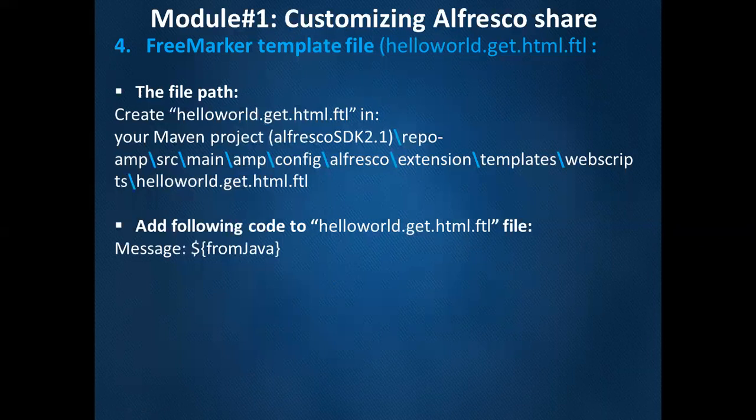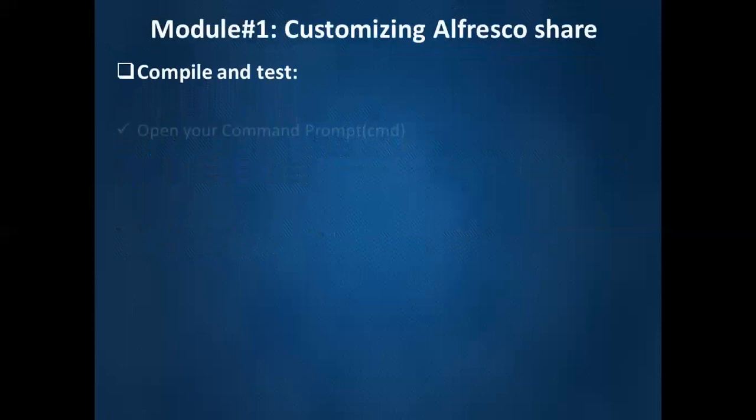So till now we understood what the code is and what we need to create to display this message. First, we need to install Maven. Second, we need to create 4 files. We saw each file, their paths and their codes as well. So now let's deploy, compile and test this program, or this example.